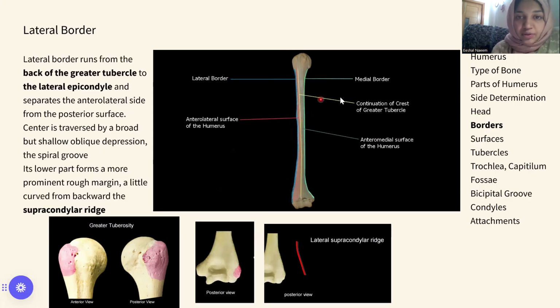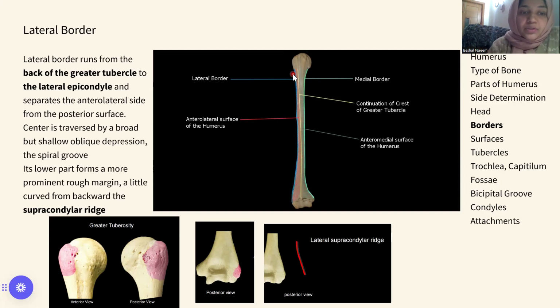Then we have a lateral border. Please appreciate the blue line here. The lateral border of the humerus starts from the posterior aspect of the greater tubercle. So we can see that this was the greater tubercle, this was the lesser tubercle. Now in the greater tubercle, there's a posterior aspect as well. Posterior aspect of the greater tubercle and extends down to the lateral epicondyle, right? The lateral epicondyle. We studied that this was the medial epicondyle, so this is the lateral epicondyle. So from the posterior aspect of the greater tubercle, we follow all the way to the lateral epicondyle, and this is our lateral border.